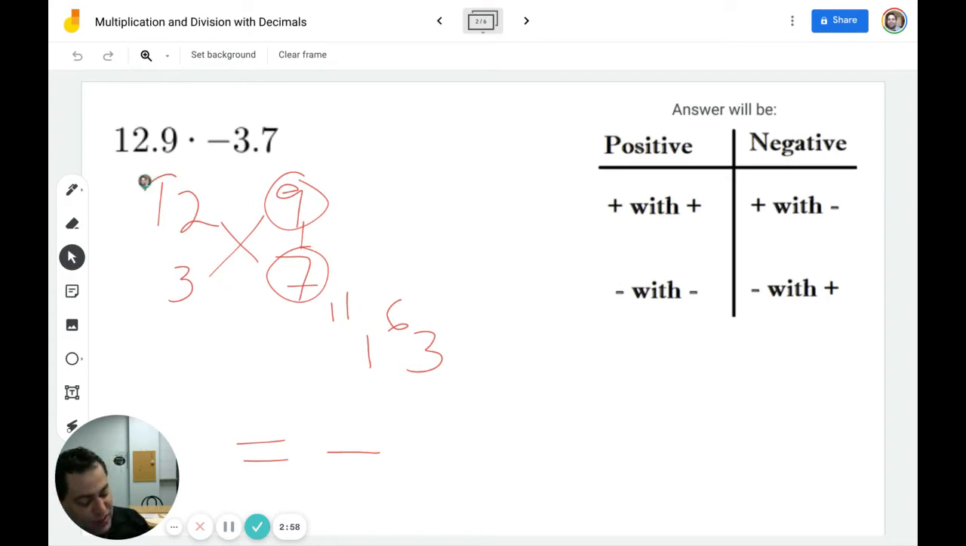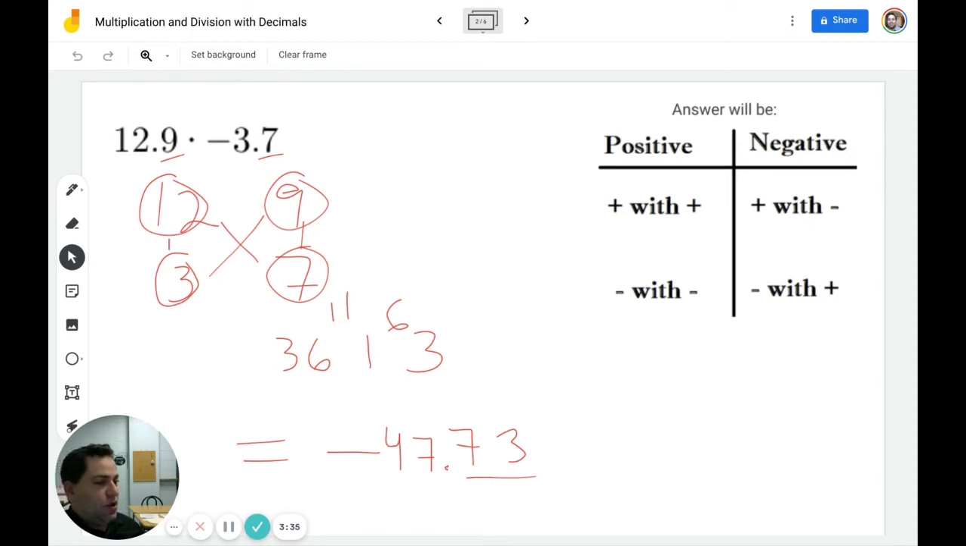Lastly, I'm going to do 12 times 3. Well, 3 times 10 is 30, 3 times 2 is 6, so that's 36. And I just have to add up the numbers and their superscripts in order to get the answer. So I'm left with 3, 7, and 36 plus 10 is 46, plus 1 is 47. Now that I have the correct numbers in the correct order, I just look back at my problem. I see I have 1 decimal point here, 1 decimal point here. I go over 2, and my final answer is 47.73. Let's try one more multiplication problem.